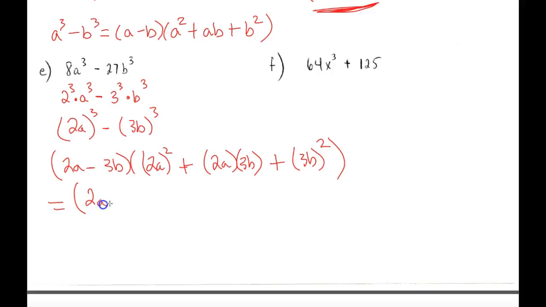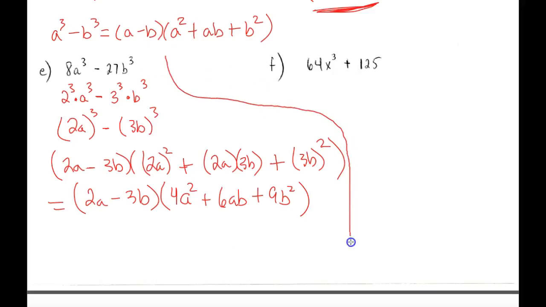Okay, and then from that point, we just simplify. So we have 2a minus 3b. 2a quantity squared is 4a squared. 2a times 3b is 6ab, and 3b squared is 9b squared. Okay, and so that is what that would factor out to be.